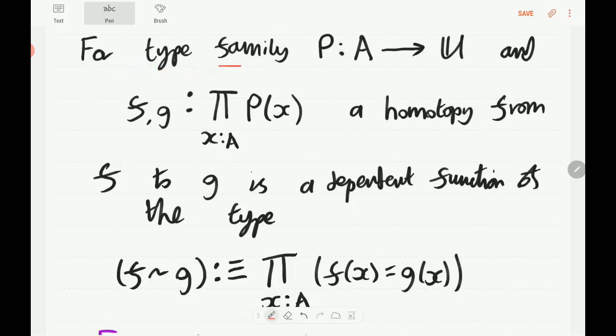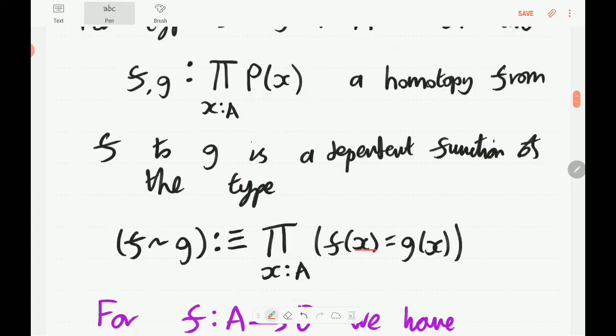So suppose we have a type family P. So that's an association of each value of A with a type. And then let's consider dependent functions F and G. So these are of this kind of pi type here. Now, a homotopy from F to G, we define as a dependent function of this type here. So it's pi of x in A of f of x equals g of x. So logically, we can think of this as a proof that f of x is equal to g of x.